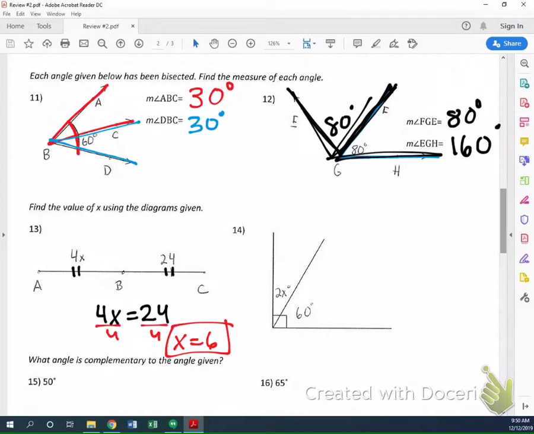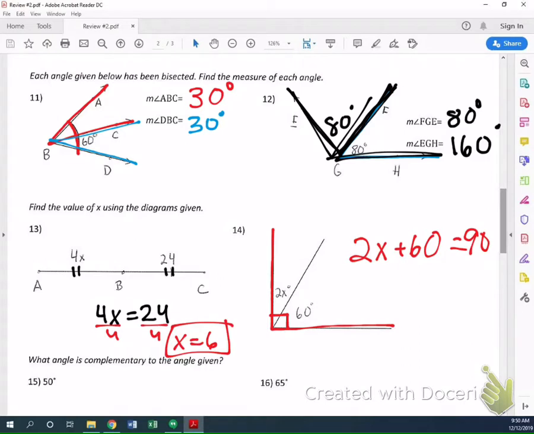Same thing for 14. 2x. It is absolutely not the same thing. These are not marked as being congruent, so don't make them equal. What's the only thing we know about these two? Yeah, they add to equal 90 because when you put them together, they form this angle that has this box that means 90 degrees.